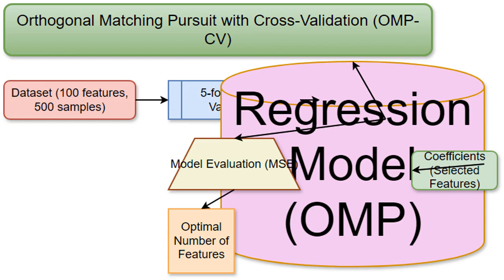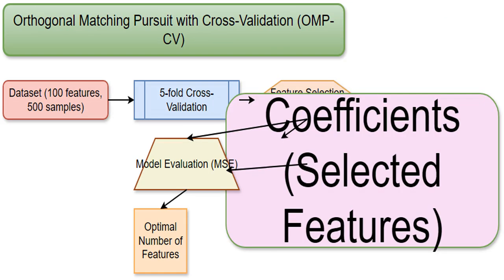I'm using orthogonal matching pursuit, OMP, as a regression model. This means I'm trying to predict a continuous value, like a house price, based on a subset of the features. After the model is trained, I'll only have coefficients for the selected features. These coefficients show how strongly each selected feature influences the prediction. Features not selected implicitly have a coefficient of 0.